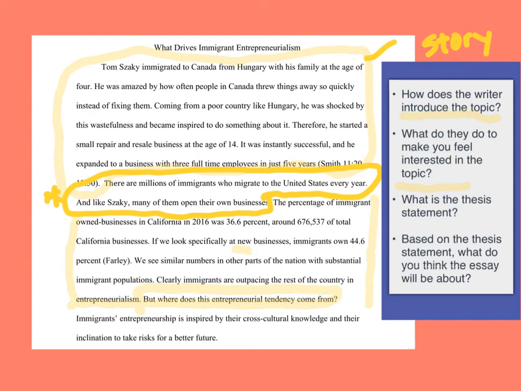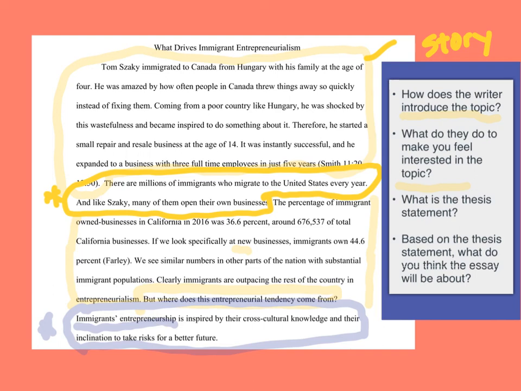And then finally, we get down to our thesis statement here, which is immigrants' entrepreneurship is inspired by their cross-cultural knowledge and their inclination, that means tendency, to take risks for a better future. So based on the thesis statement, what do you think the essay will be about? Well, we already know it's about immigrants and entrepreneurship, but really the paper is going to talk about why. What are the reasons that immigrants are entrepreneurial?